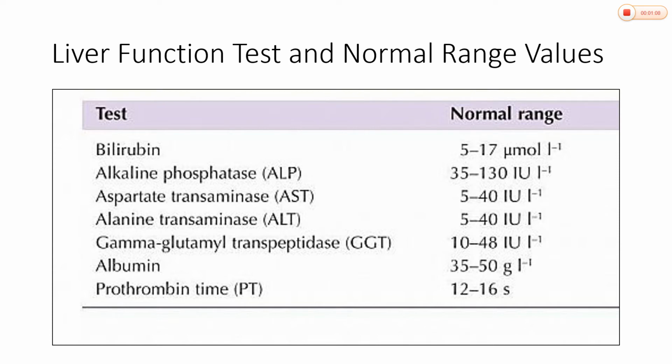Whereas for bilirubin, the normal levels range from 5 to 17 micromoles per liter, and alkaline phosphatase ranges between 35 to 130 international units per liter, and above or below the range would show that there is something abnormal about the liver function.